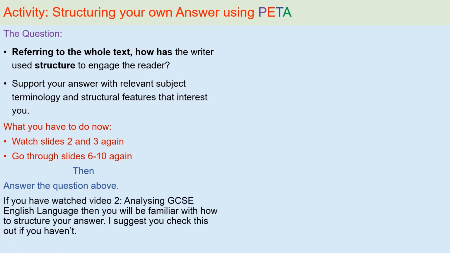If you have watched video 2, which talks about analysing GCSE English Language, then you will be familiar with how to structure your answer because there's an exemplar there. So if you haven't, I would suggest that you check this out because it will help you to structure your answer for this particular question using the annotations.